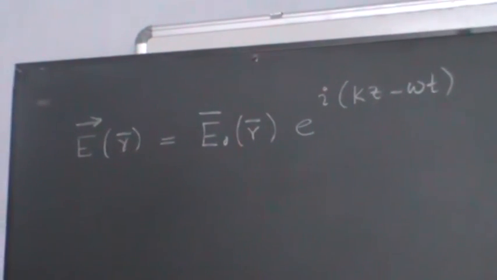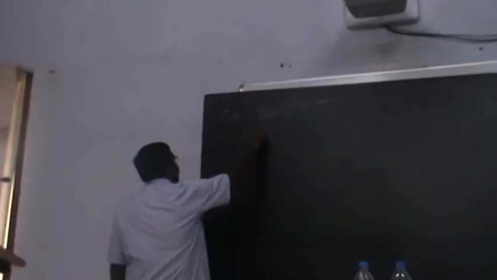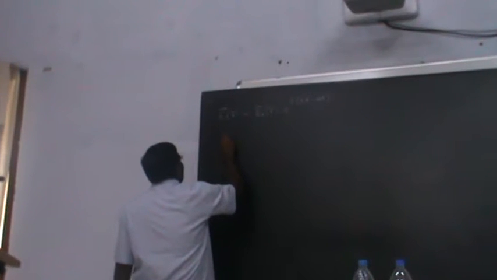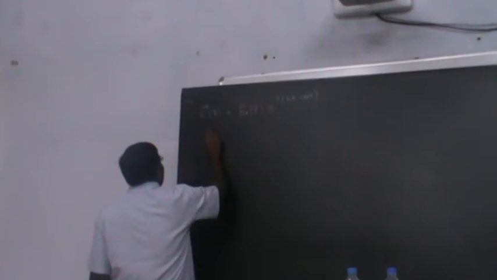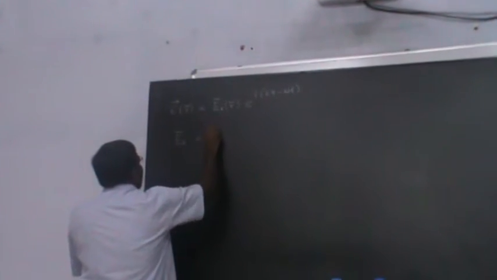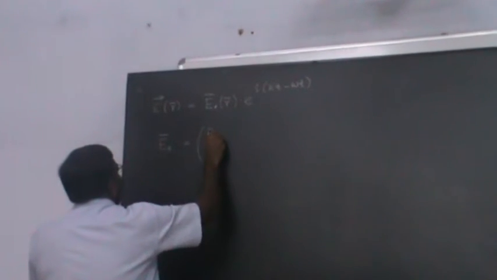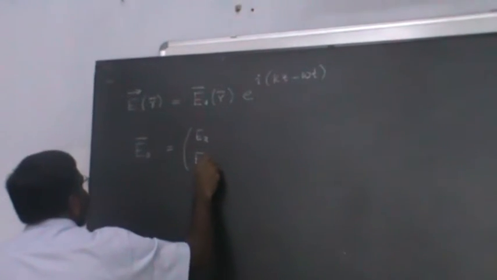This will be a solution of a wave equation in a charge free region. It's called a plane wave. So E0 is an amplitude. Now if it is propagating along the z direction, the electric field will have components along x and y. There won't be any component along the z direction. So we can write down this E0 as a vector, Ex and Ey.